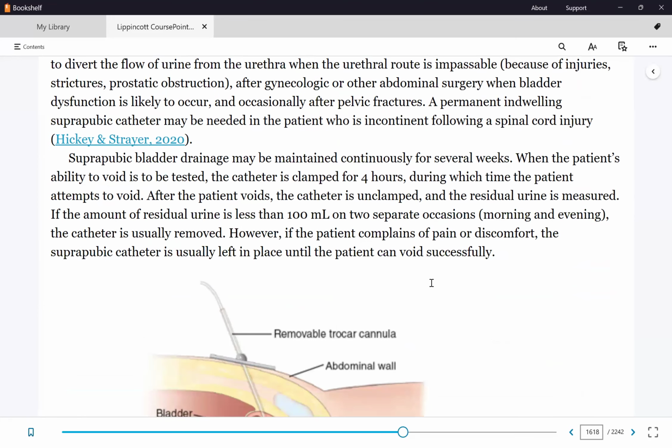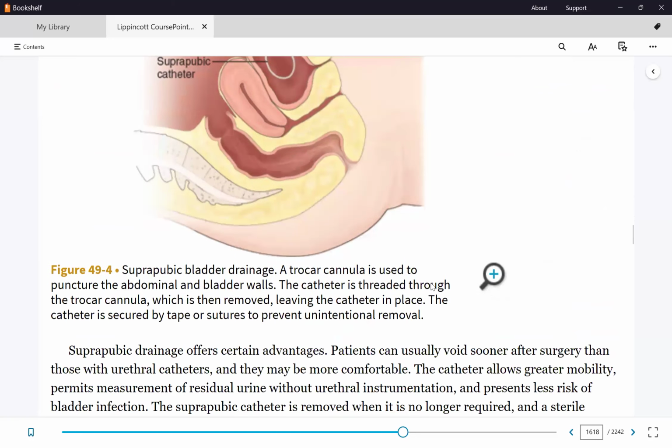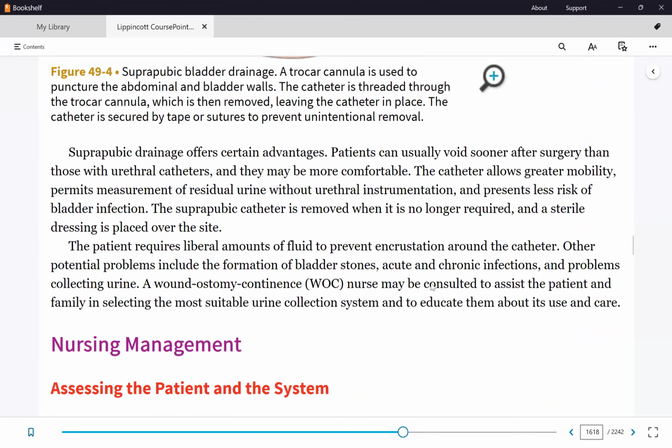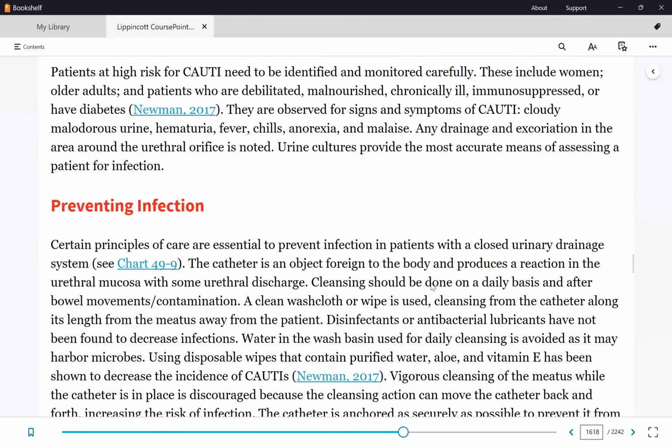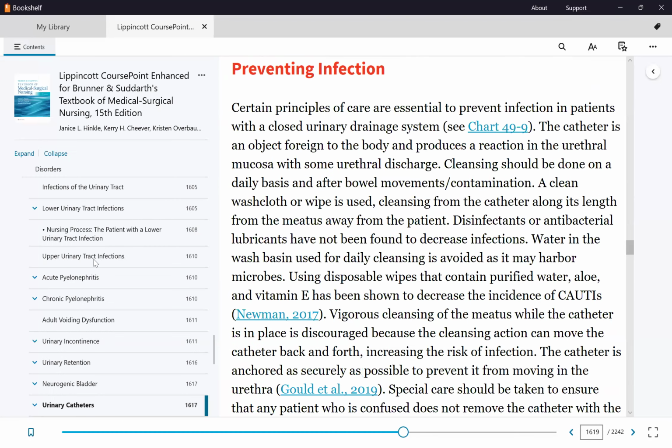So here's the picture of your suprapubic catheter. So it's an option again, but again, it doesn't really decrease the risk of a CAUTI. Okay, same risk. Any question about catheter care and prevention of a CAUTI? Okay, so last topic, and then we'll go on a break. Let's go to pyelonephritis.